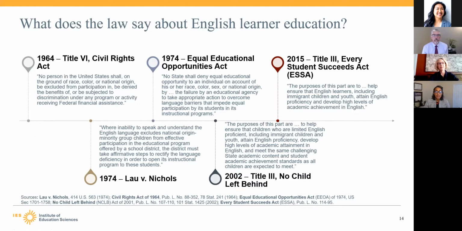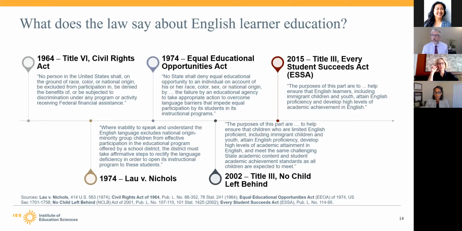But I do think it's important to remind ourselves that English learner education is governed by more than just the Elementary and Secondary Education Act. So some of the other major policies that are relevant for consideration are listed here. So we have Title VI of the Civil Rights Act. We have the Lau v. Nichols Supreme Court decision from 1974.